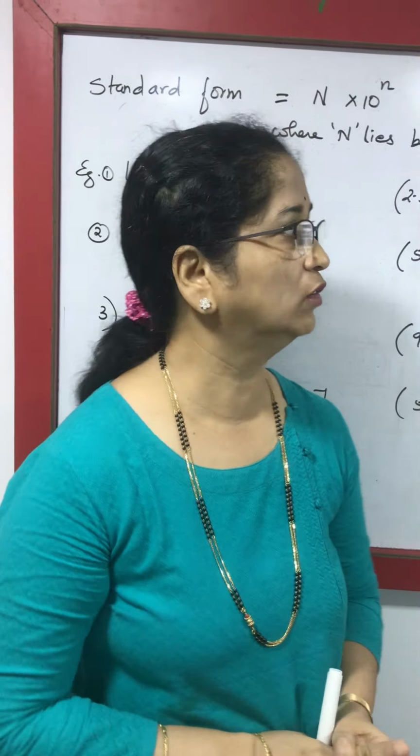Log a into b is equal to log a plus log b. Log a upon b is equal to log a minus log b. Log a raised to m is equal to m log a. Log of 10 is 1.